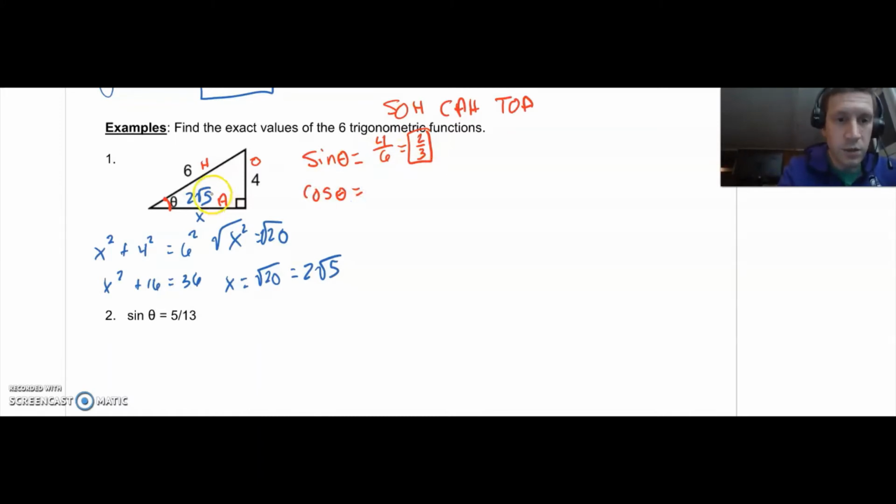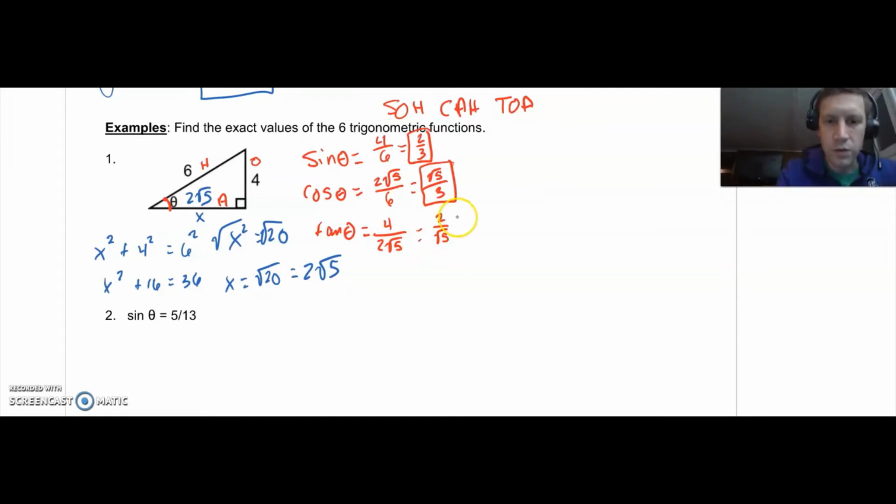Cosine is adjacent over hypotenuse, so 2 times root 5 over 6, reduce. Tangent is opposite over adjacent, so 4 over 2 root 5. 4 over 2 is going to reduce to 2 over 1, and then I still have root 5 on the bottom. Remember, we learned how to rationalize. I want to get rid of that root 5, so I multiply by root 5 over itself, and we get 2 times root 5 over 5.